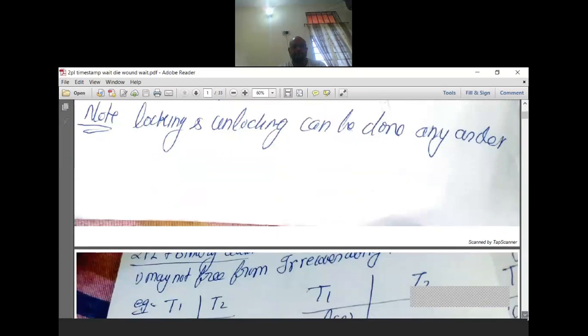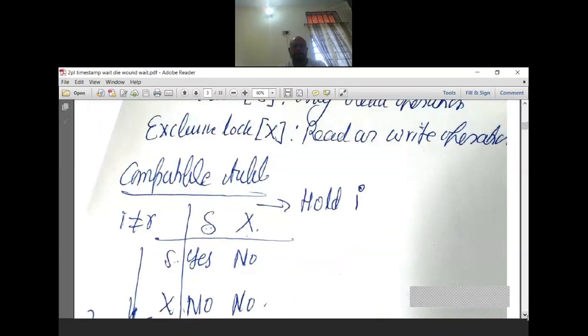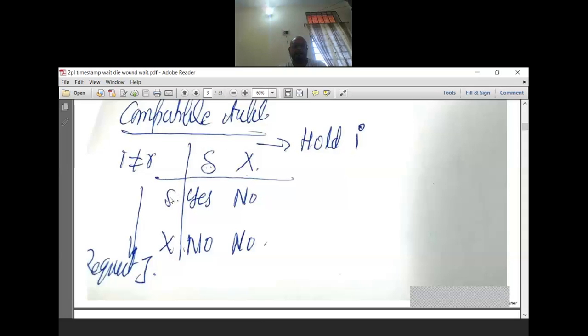In this case, understand what is lock point. And the second thing, I already explained this also. If any transaction is holding a shared lock for any data item, another transaction can also apply for a shared lock for the same data. But if any transaction is holding an exclusive lock on the data item, another transaction cannot gain either the shared lock or exclusive lock on the same data item.